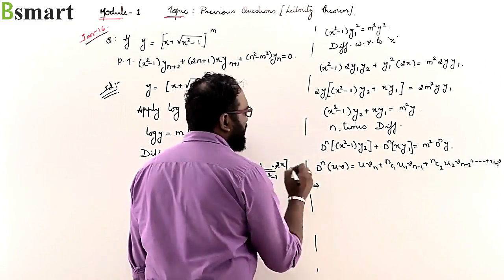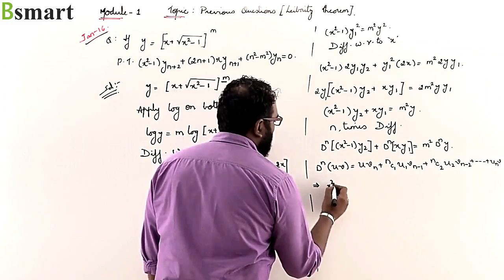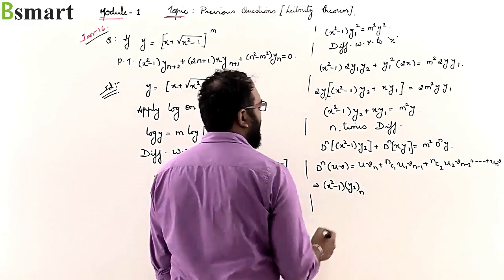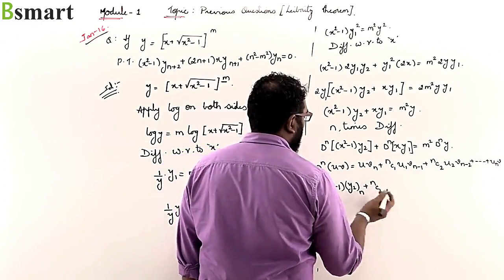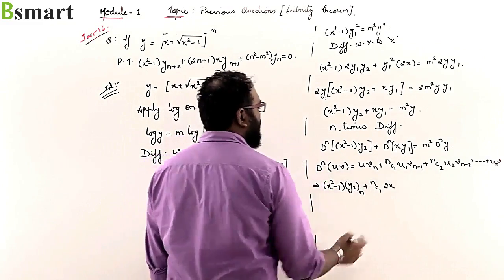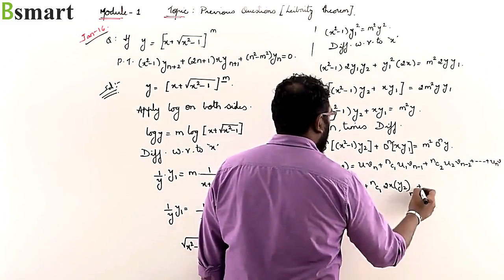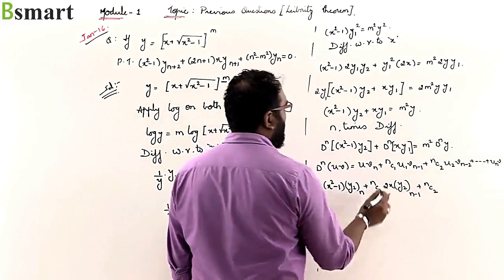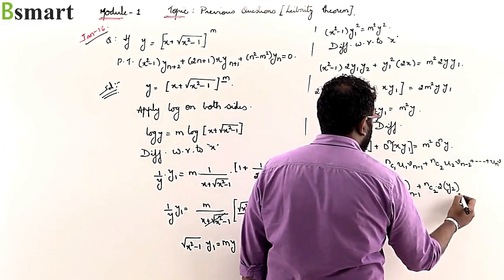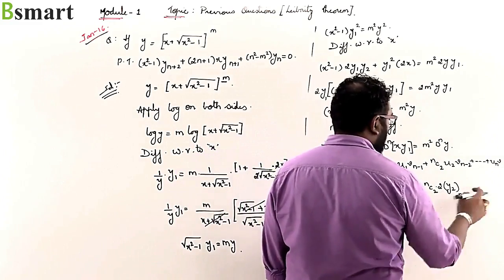So if we apply the Leibniz theorem for this, then that will be (x² − 1) into y₂ of nth derivative, plus nC1 into the derivative of (x² − 1), which is 2x, into the derivative of y₂ of (n − 1)th order, plus nC2 into the derivative of 2x, that is 2, into y₂ of (n − 2), the second derivative. And again if we differentiate it further, the derivative of 2 will be 0.